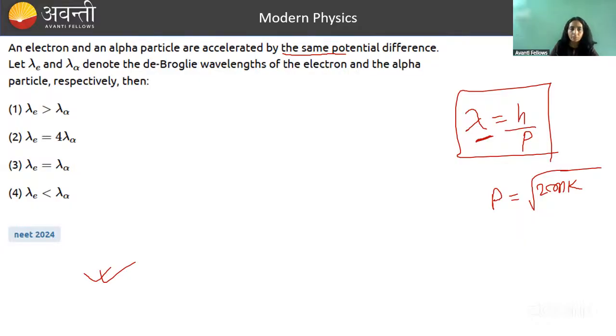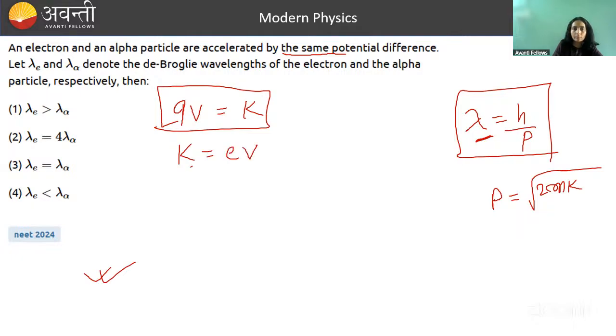Shashank, there is a bit of a mistake. See here, what is the thing that is to be used? Whenever you accelerate a charge Q through potential difference V, its kinetic energy increases and is equal to QV electron volt. Here the electron is accelerated through potential difference V, so its kinetic energy will become eV. The alpha particle is also accelerated by the same potential, and the charge on the alpha particle is double the charge of the electron, because it is He2 plus. So that will be equal to 2eV.